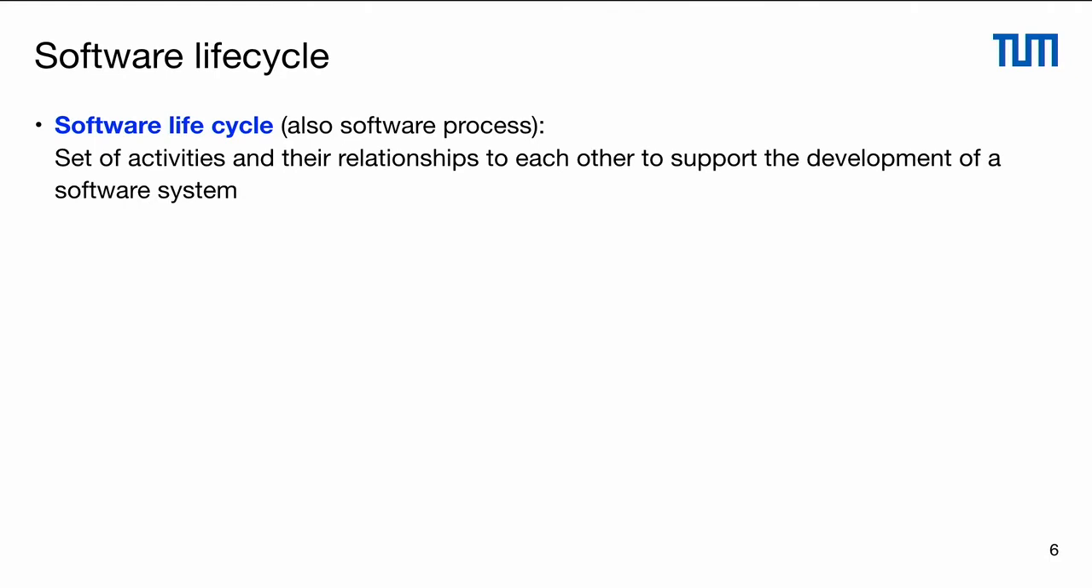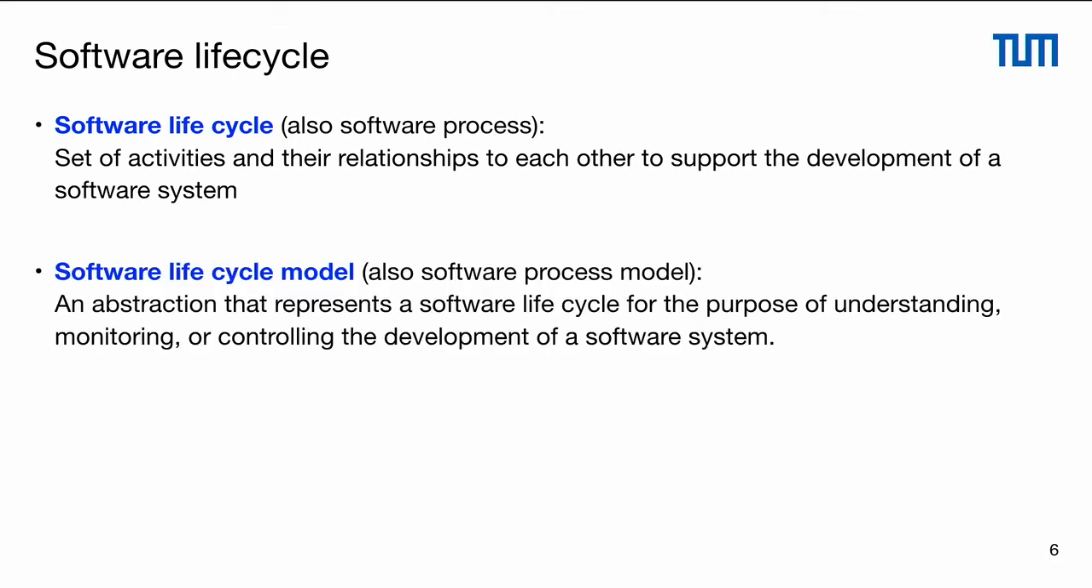It is also called a software process and answers questions whether you apply the activities in a sequence or in parallel, which activities you start with, and what is the activity that we end with. A software lifecycle model is then an abstraction of the software lifecycle. It is also called a software process model, and it allows us to understand, monitor, and control the software system and to model these activities in a certain way.